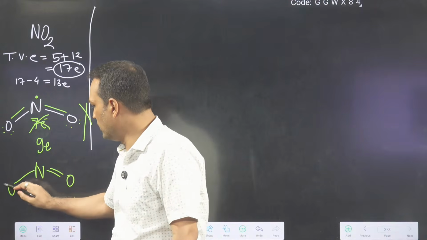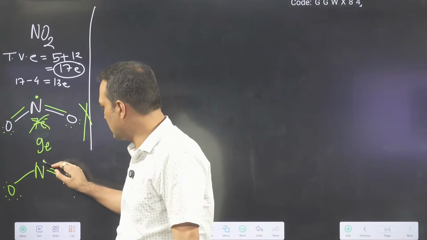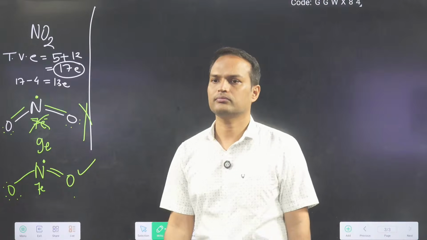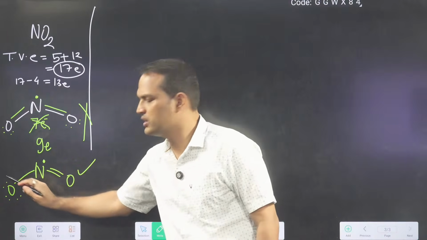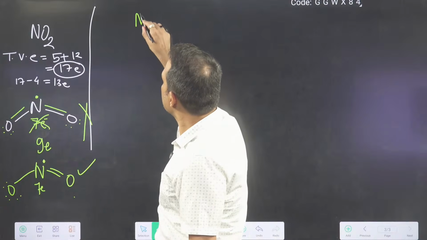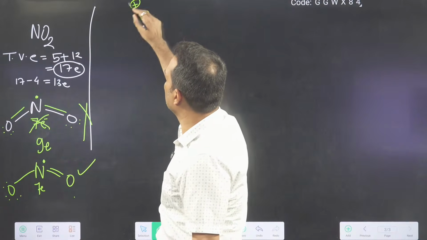O, 1 bond here. That's it. 7 electron. Stop. Don't make 1 pi bond this side. The point is this. Now let's try to make the second diagram. NO2 plus.